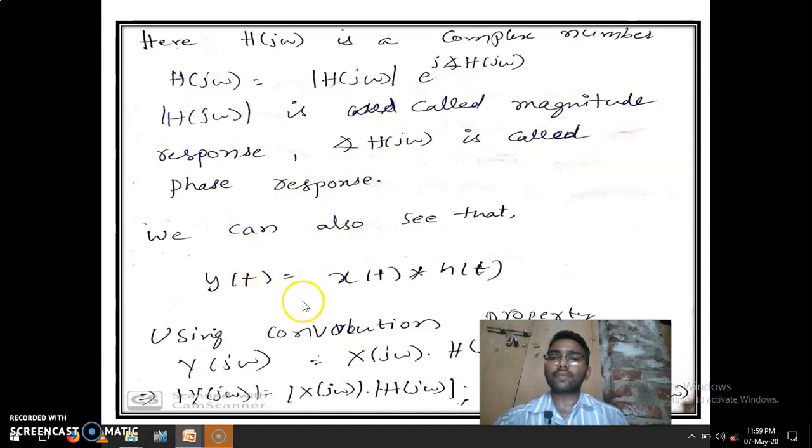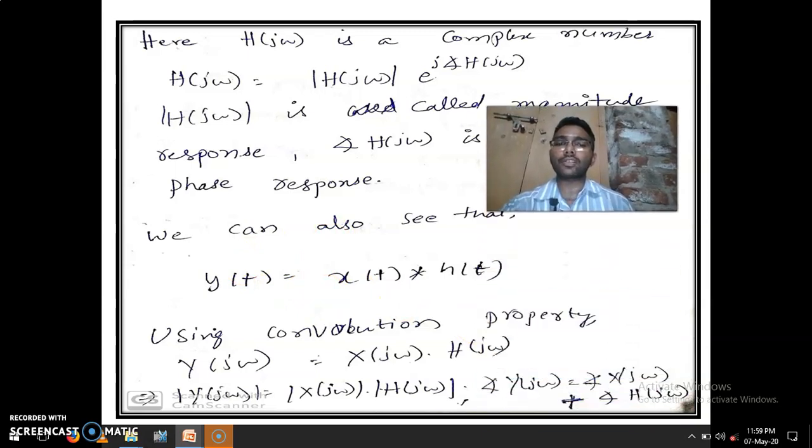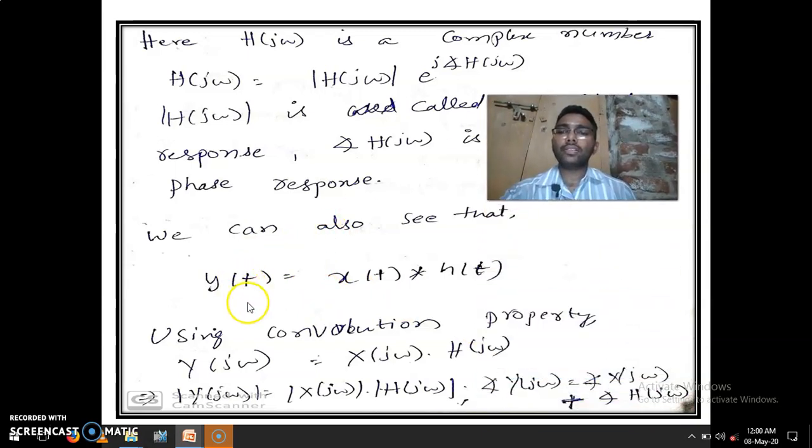We can also see that y of t is equal to x of t convolved with h of t. If you apply the Fourier transform on either side, then Y of j omega equals X of j omega multiplied with H of j omega. The magnitude of Y of j omega is given by the multiplication of the magnitude of X of j omega and the magnitude of H of j omega, and the angle of Y of j omega is given by the angle of X of j omega plus the angle of H of j omega.